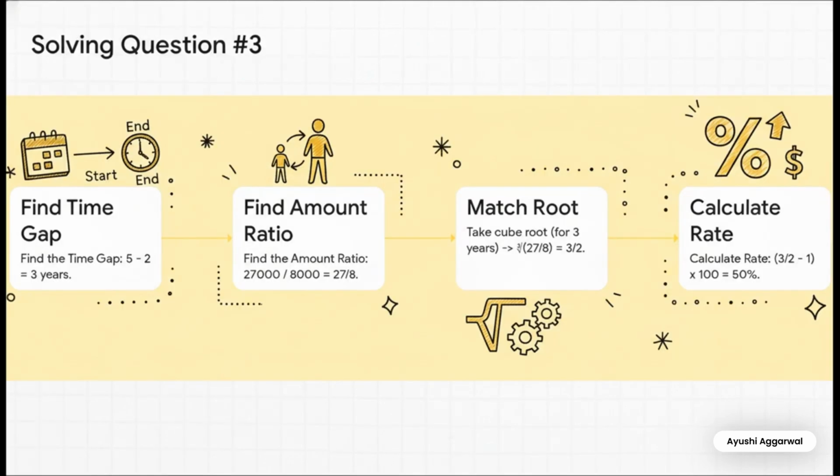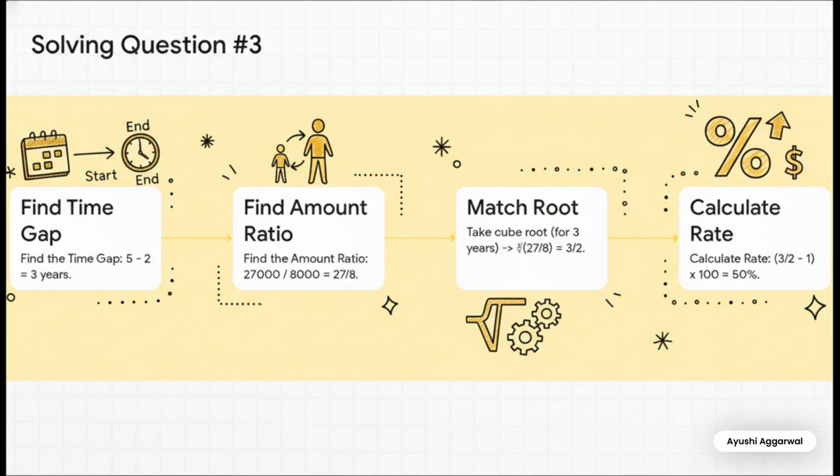That's it. Let's break down question 3 together. Step 1, find the time gap. Simple. 5 minus 2 is 3 years. Step 2, get the ratio of the amounts. 27,000 divided by 8,000, which simplifies down to 27 over 8. Now, focus on step 3, because this is where the magic happens. The rule is, whatever the time gap is, you take that root. The time gap is 3 years, so we take the cube root. The cube root of 27 is 3, and the cube root of 8 is 2, so our ratio is 3 over 2.